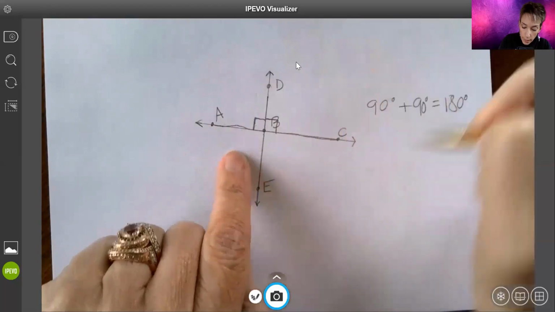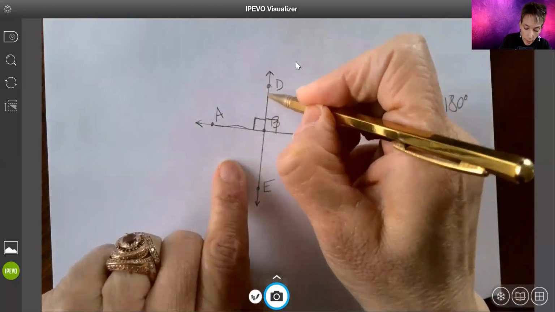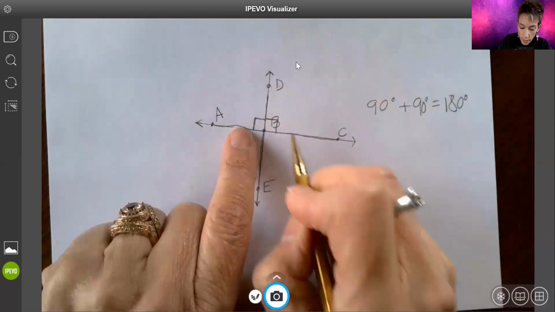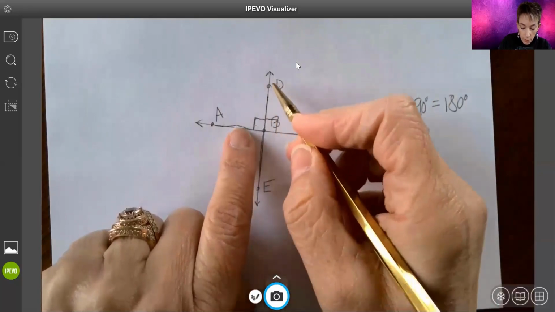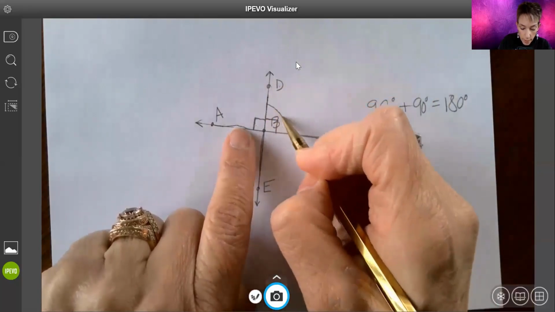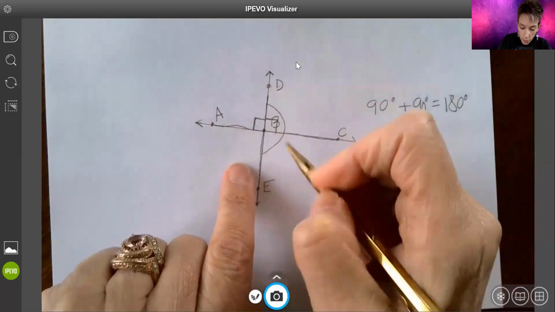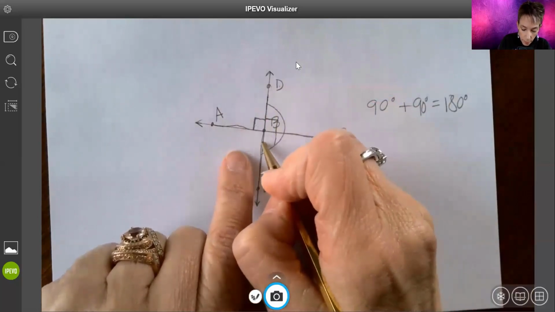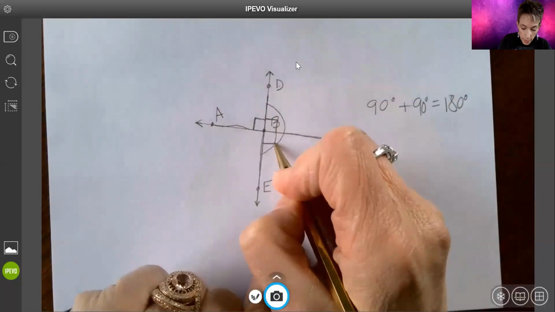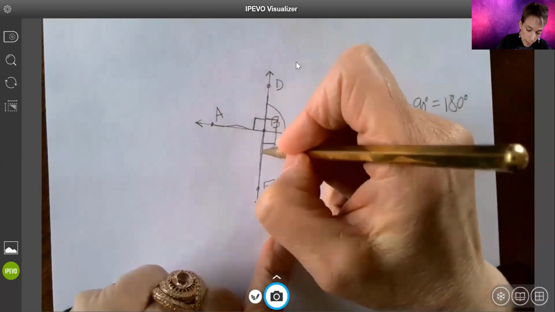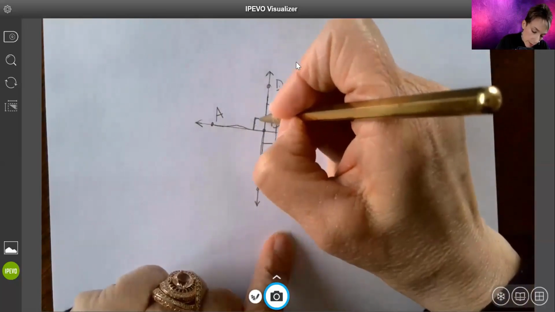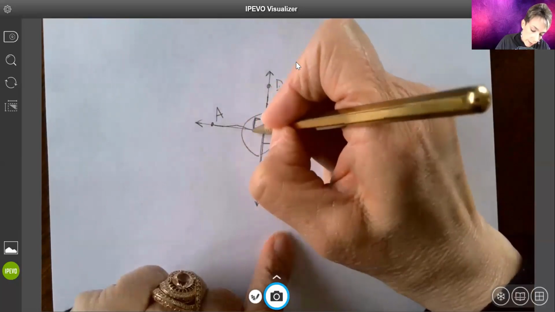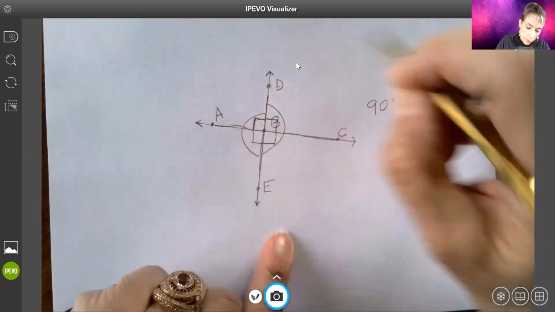We can continue that thought because now we know that this line DE is also a straight line. So knowing that, we know that this is also 180 degrees. So once again, this angle must be 90 degrees. We can continue that thought. Once again, we know that this is 90, and if this is a straight angle, this too must be 90 degrees.